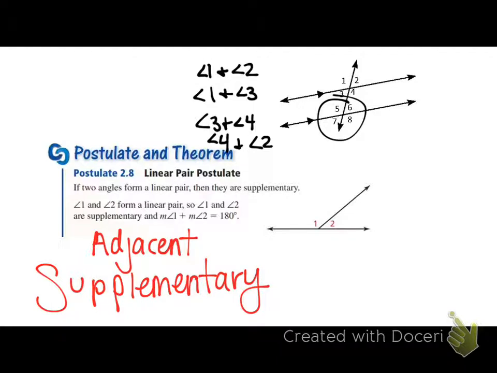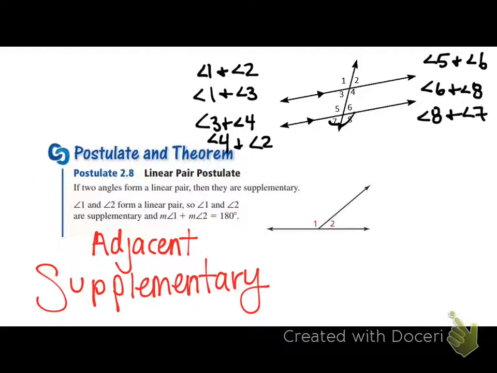All right, and then in the second intersection down here, it's the same idea. What is 5 a linear pair with? Angle 6, 5 and 6. Again, we're not really highlighting because it'd just be a lot. 6 is also a linear pair with 8. 8 is also a linear pair with 7. And then last, 7 is also a linear pair with 5.